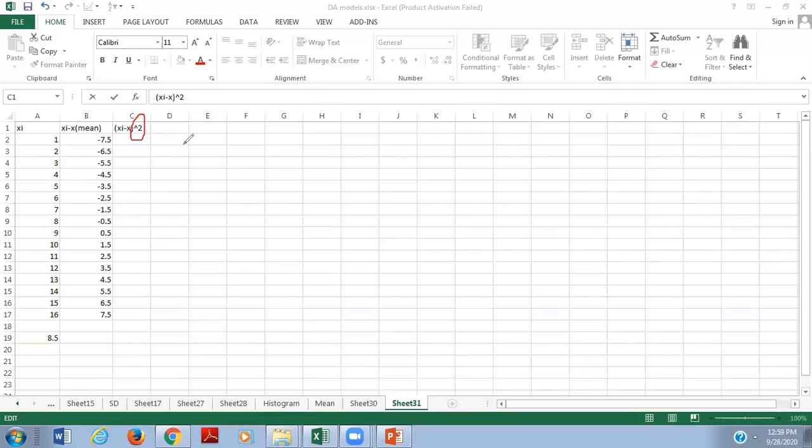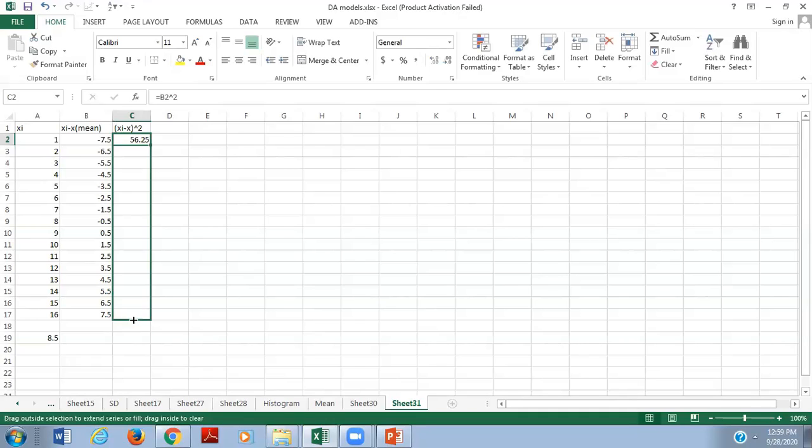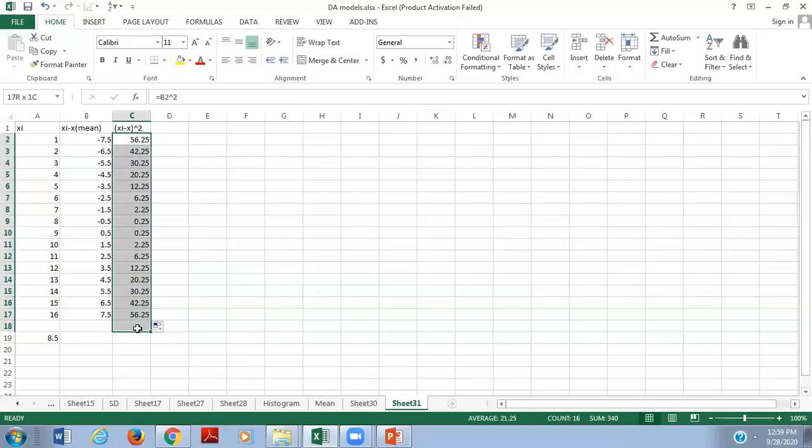So now what we have to do? Now we have to again put the formula. The formula is what? Equal to, this is x minus x bar, then raised to, we have to square the value. Now this value came. Now we have to drag it. The formula is going to be applicable for all the cells. Then we have to add the value. Summation is here. Now 340 came, right?